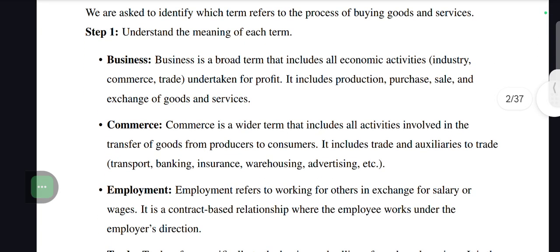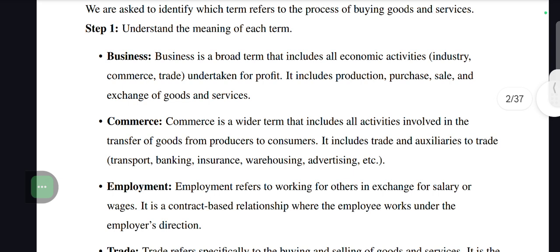Business is a broad term that includes all economic activities undertaken for profit. It includes production, purchase, sale, and exchange of goods and services. Whereas commerce is a wider term that includes all activities involved in the transfer of goods from producer to consumer. Employment refers to working for others in exchange for salary or wages.